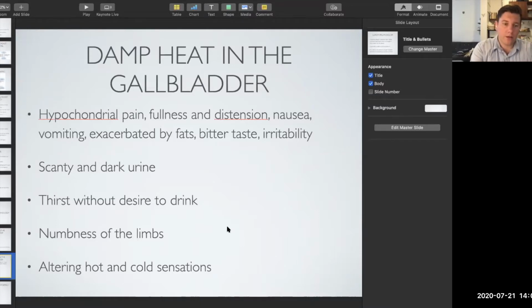And we can start to get some odd things here, like numbness of the limbs and alternating hot and cold sensations. And that's because we're starting to get more into a Xiaoyang pattern at this point, which we'll talk about a little bit next week if we do the Xiaoyang and stuff.